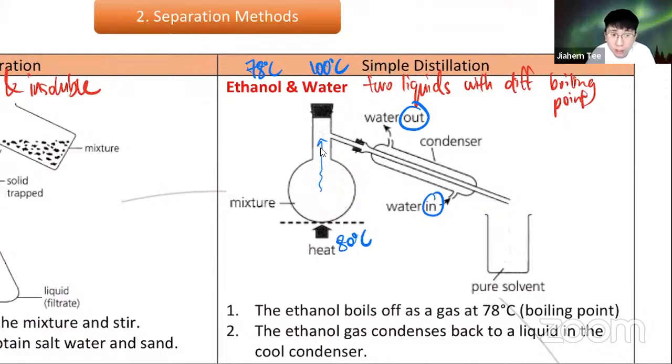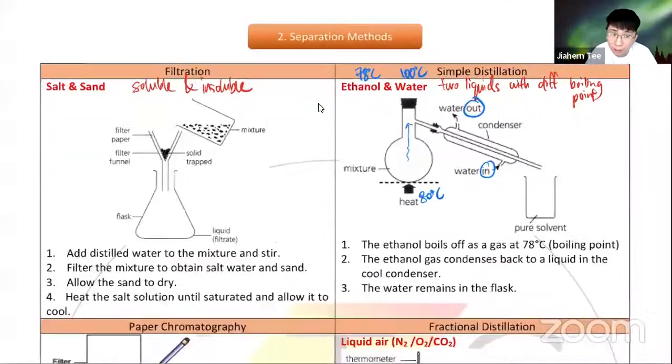So when the ethanol comes in, it goes through this condenser, and the ethanol gets condensed back from gas to liquid. Then you can collect your pure ethanol here, while the water stays inside the round bottom flask. Why? Because 80 is not enough to boil your water. So this is the way to separate two liquids with different boiling points. Definitely from here, we have ethanol and water, simple distillation.